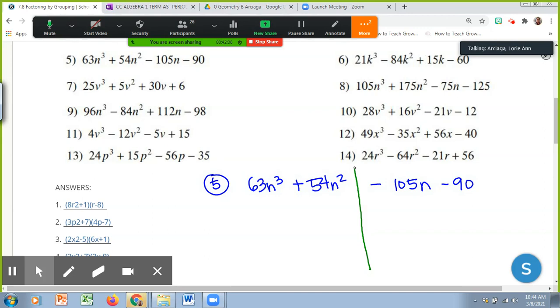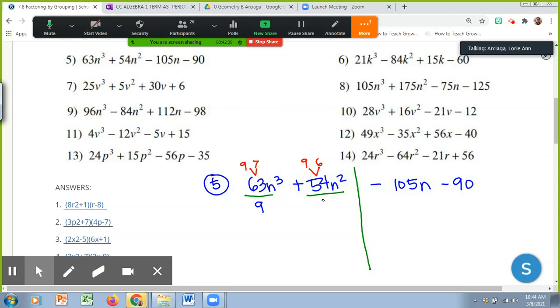You can put a line in the middle if you guys want it, or you can also do the parentheses. So now let's divide this by the GCF. What goes into 63 and 54? What is 63 equal to? That's going to be 9 times 7, right? And what's 54 equal to? Isn't that 9 times 6, right? 9. Very good, Ava. So the GCF is 9.